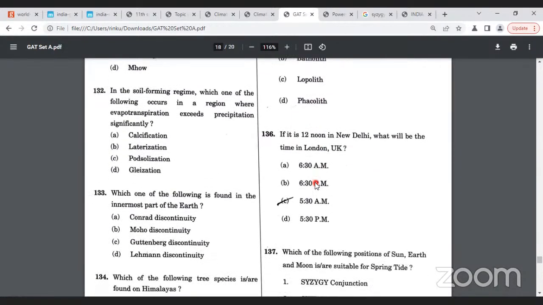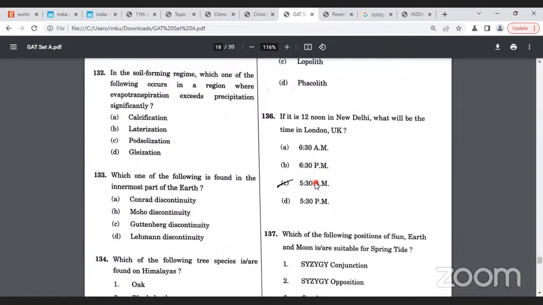Question number 136. If it is 12 noon in New Delhi, what will be the time in London, UK? This is a proper question on local time. It is 12 noon in New Delhi. New Delhi is 5.5 hours ahead of London because we consider London to be on the prime meridian, 0 degrees, whereas New Delhi follows the local time on 82.5 degrees. The Indian Standard Time is the local time on 82.5 degrees east. So India, or New Delhi, is 5.5 hours ahead of London.